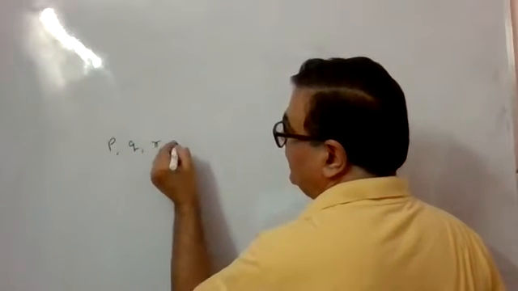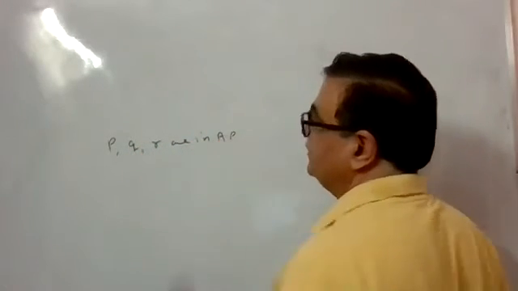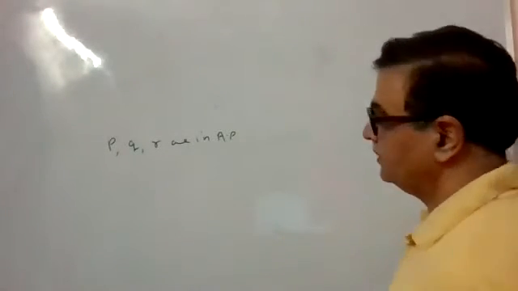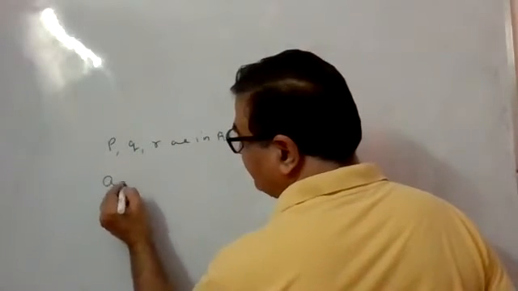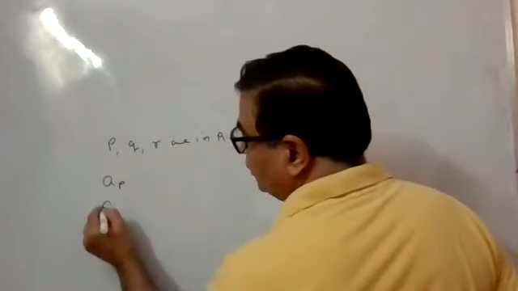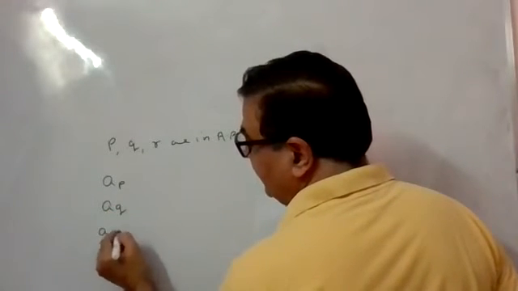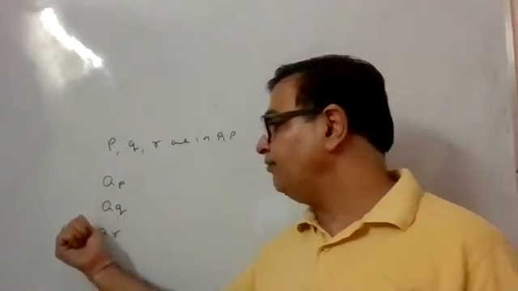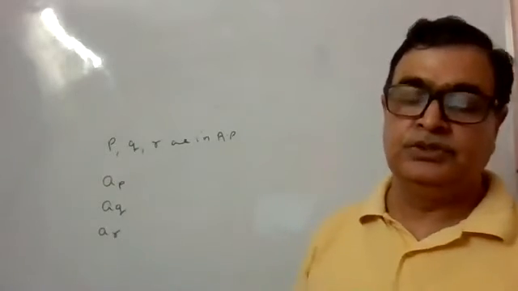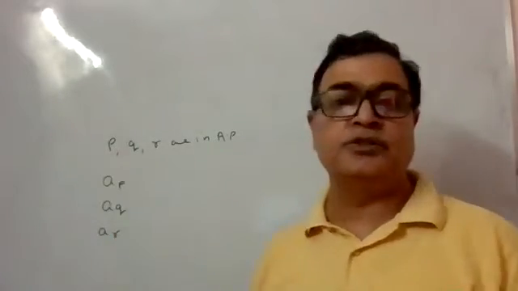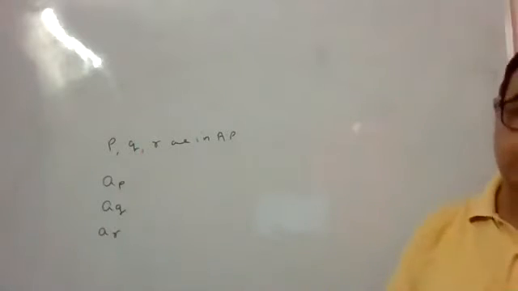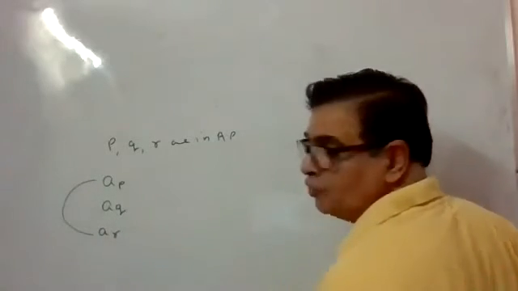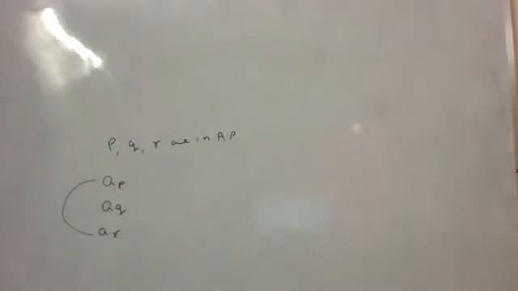P, Q, R are in AP. This is given in the question. Then if I take the Pth term of any GP, Qth term of the same GP, and Rth term of the same GP, the question says that these three also form a GP. So if these three are in GP, what do I have to show? I have to show that the product of these two must be the square of this. So how to do this?